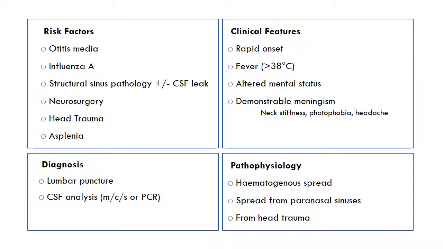Clinical features, so generally a very rapid onset for acute bacterial meningitis. It's all in the name. Fever will be greater than 38 degrees generally, and you might have an altered mental status. The real classic symptom is the meningism that you can get. So that's the combination of neck stiffness, photophobia, and headache. You may not have all three. So all patients with acute bacterial meningitis may not have all three, but I think over 80% will have at least two, if that makes sense. So I think most will have two, plus the fever.